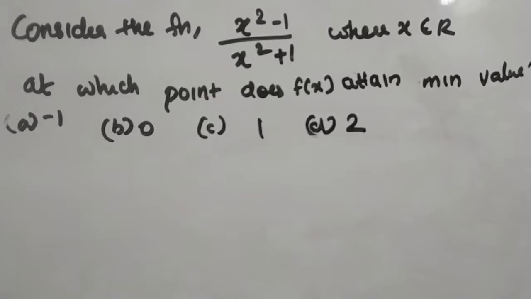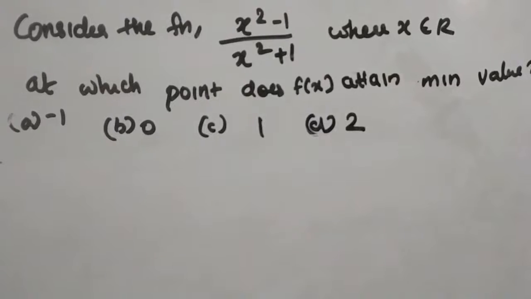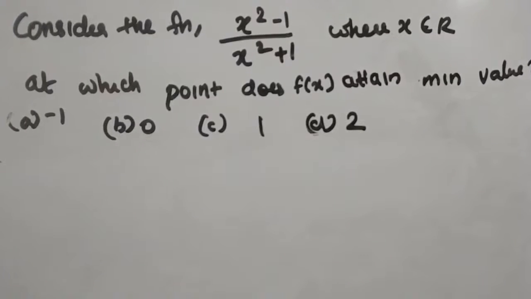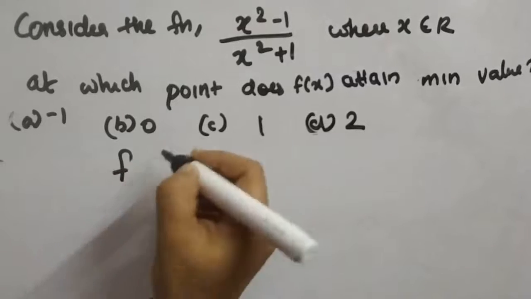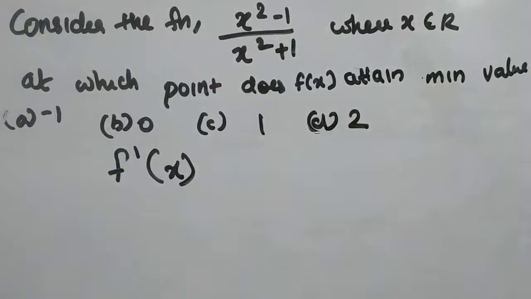Consider the function x square minus 1 by x square plus 1, where x is an element of R. At which point does f of x attain minimum value? So they are asking about minimum value. So what is the first step you have to do? You have to do f dash of x. So here it is a numerator by denominator, so we have to apply the quotient rule.